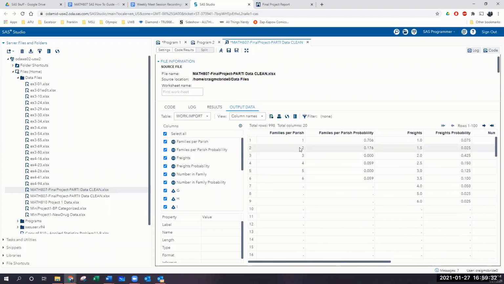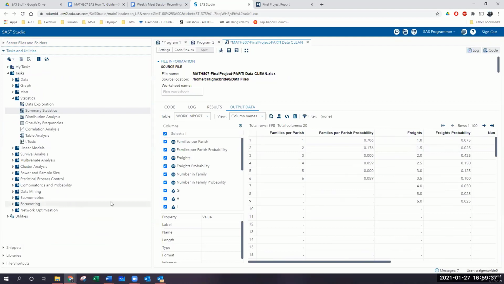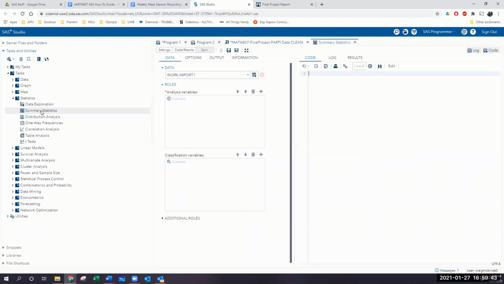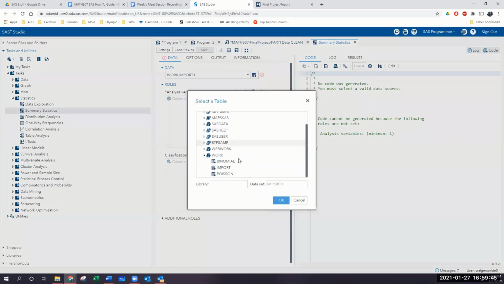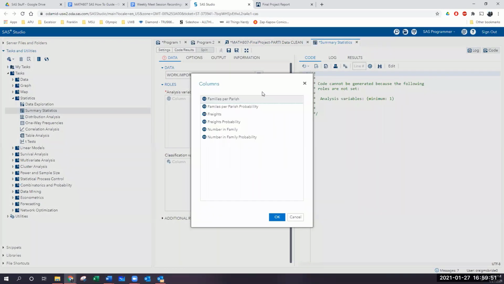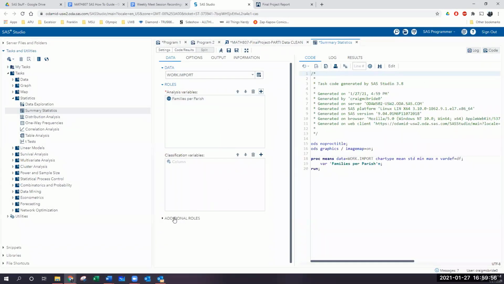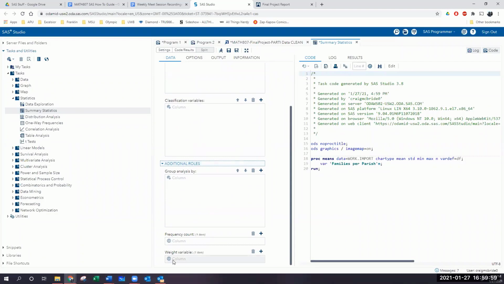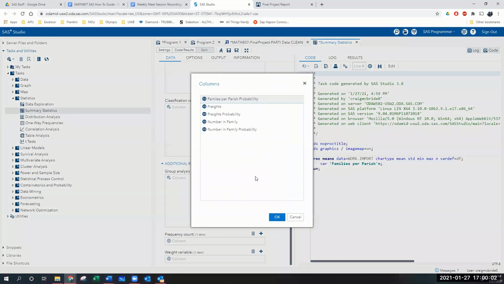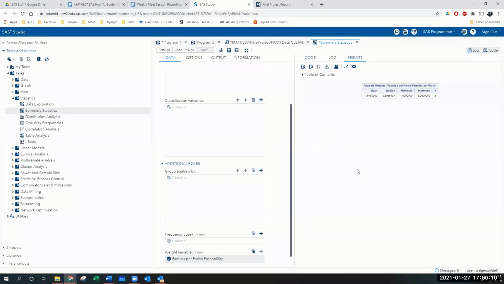So when you run the summary statistics on these, you have to use the probabilities as a weighting variable. So for instance, summary statistics, right? I'm going to go down here, I'm going to pick up the import, right? And my analysis variable is going to be families per parish, and then I have to weight it, right? And my weight variable down here, I add in the families per parish probability. Now, if I run this, I'll make this big.